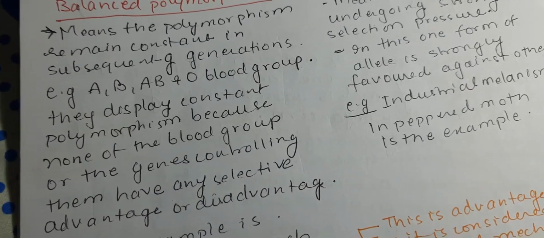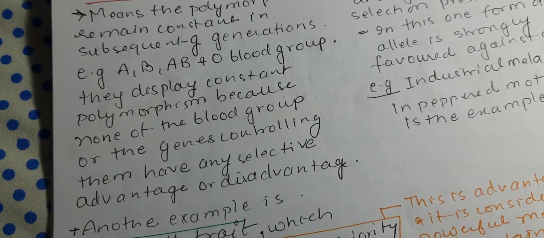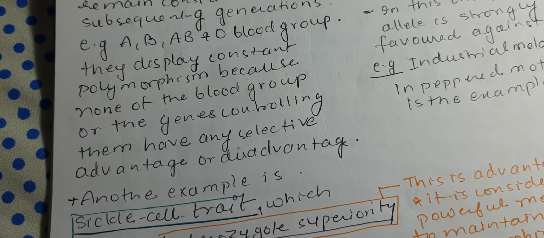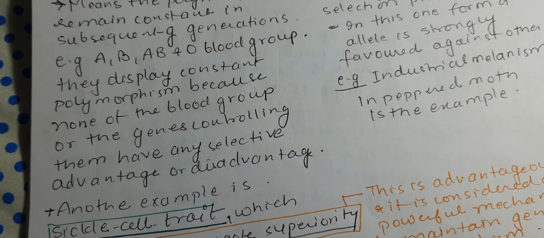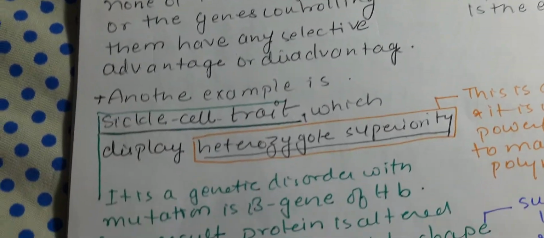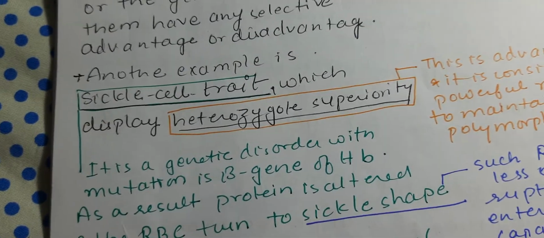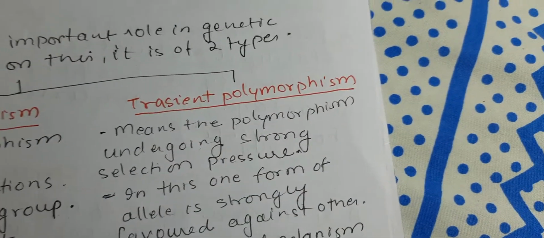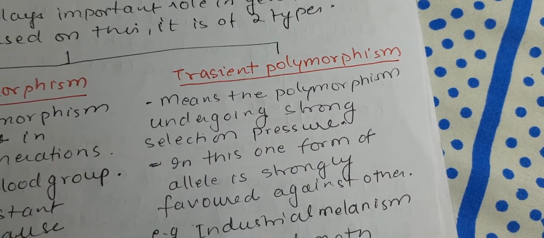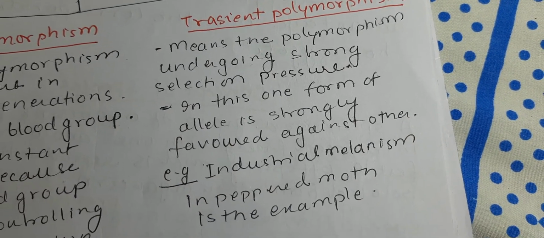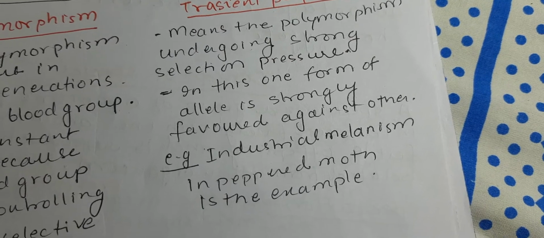AB blood group, they display constant polymorphism because none of the blood groups or the genes controlling them have any selective advantage or disadvantage. Okay, another example is sickle cell trait. This we have already discussed. Transient polymorphism means polymorphism undergoing strong selection pressure, means it's changing. So in this form, an allele is strongly favored.